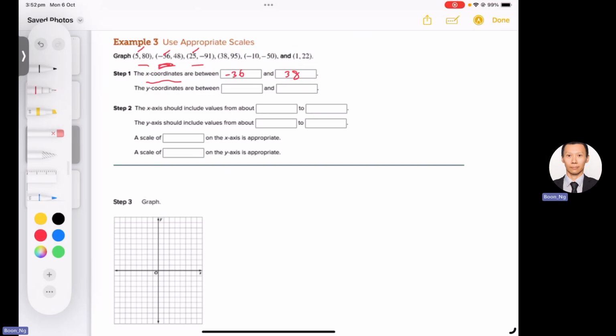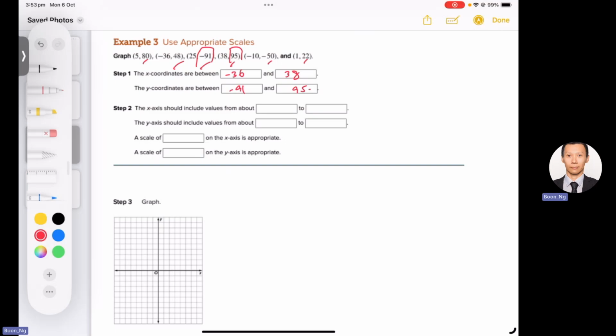All right. And let's go for the same approach for the y coordinate. We have for y coordinate 80, 48, negative 91, 95, negative 50, and 22. So this would be the smallest, and this would be the largest. So negative 91 and 94.